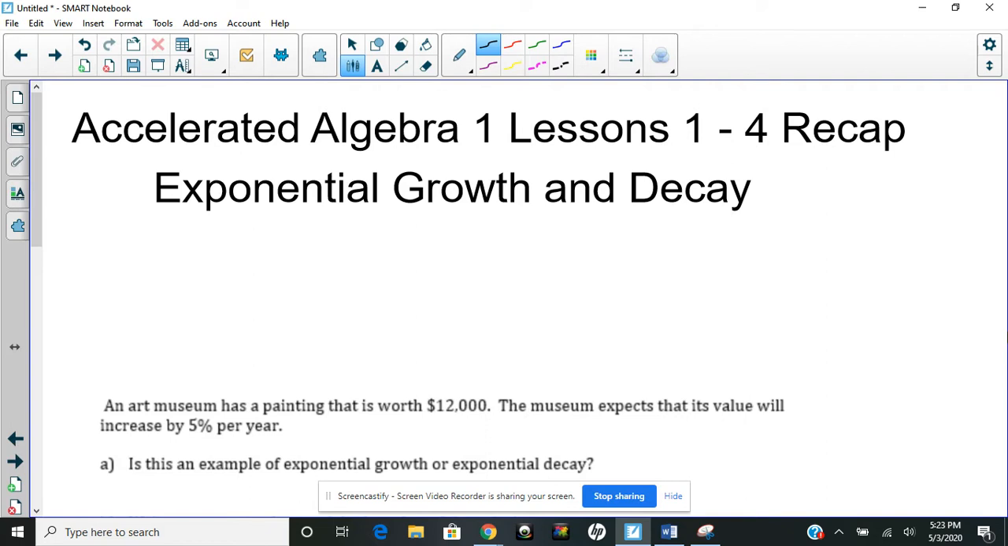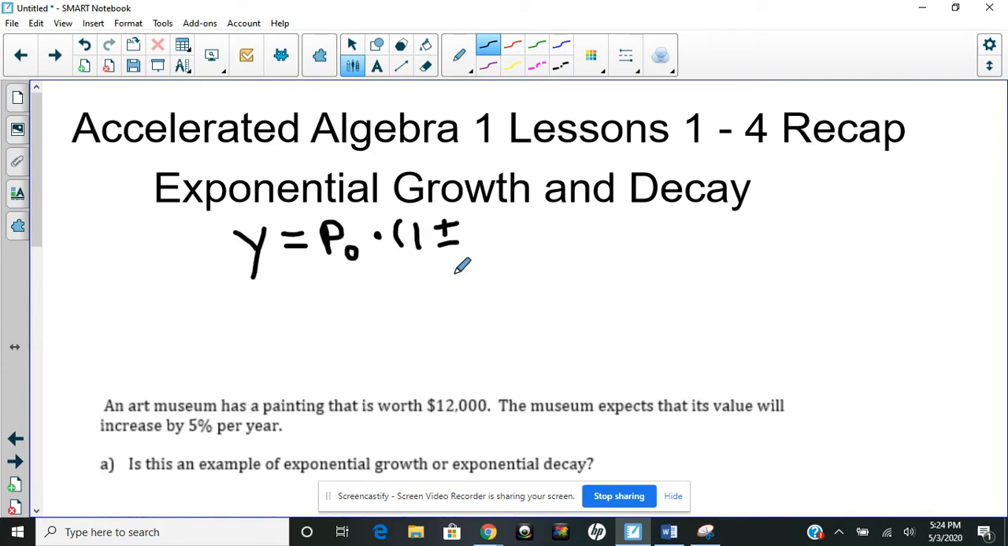It's actually the same exact formula, except instead of using P, they're using Y, but you can use P if you prefer. So Y equals our initial amount, this time P is standing for population usually, but it can mean whatever the initial amount is, still times parentheses, 1. Now growth will be a plus, but decay will be a minus.